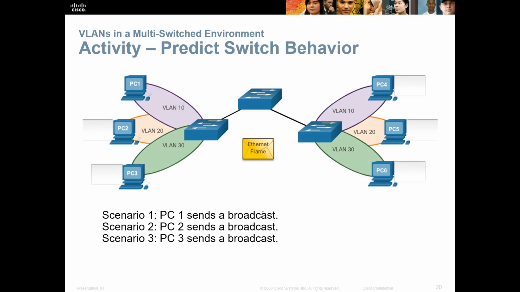There's an activity for Packet Tracer, just to look at how broadcasts are sent. And again, if the broadcast is sent on VLAN 10, it's received on VLAN 10, not on the other VLANs. But it will traverse the trunk links.